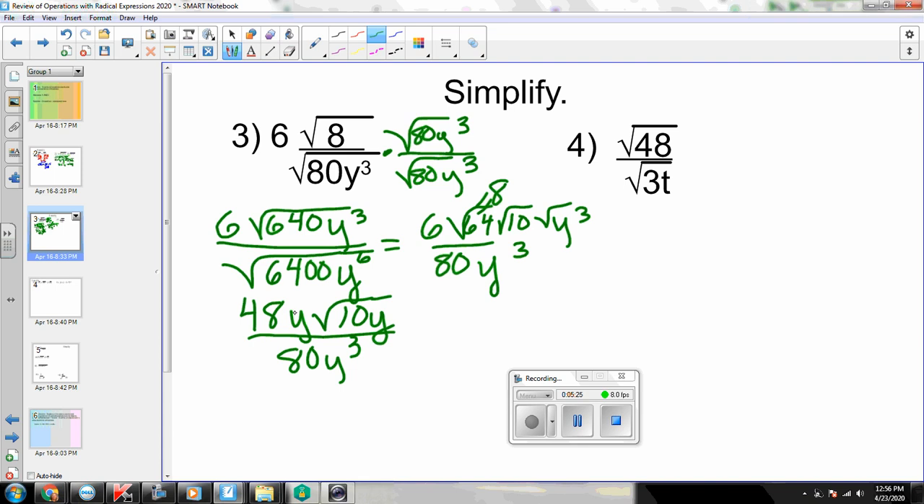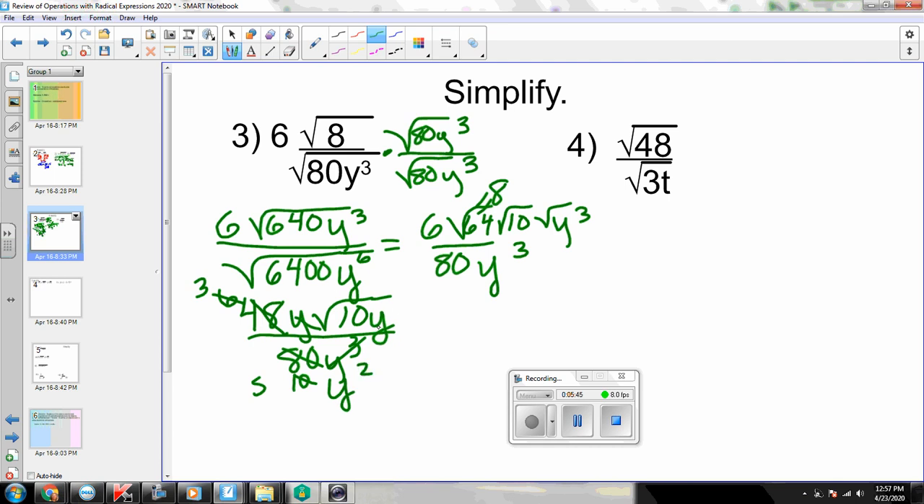Now I could simplify further because 8 goes into 48 6 times. 8 goes into 80 10 times. And then I could even say, hey, 2 goes into 6 3 times. 2 goes into 10 5 times. And I could even cancel a y here with one of these y's to get y to the 2nd.